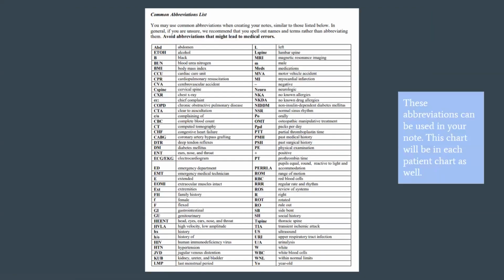This is a common abbreviations list. This will be in your patient chart, and these are abbreviations that you can use in your SOAP note. When you're writing your SOAP note, you can refer to these, and this makes things move a little bit quicker. For example, as you're writing family history, instead of writing it out, you can just write FH. Same thing: past medical history PMH, past surgical history PSH, review of systems ROS. This will keep things a lot easier for you and help things move a little bit faster in that 9 minutes that you have to write your note.